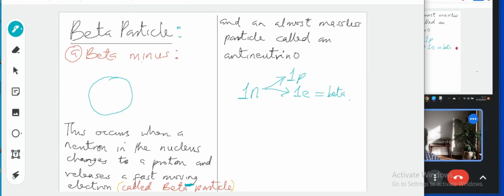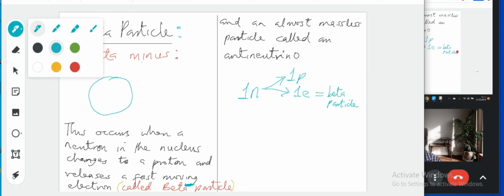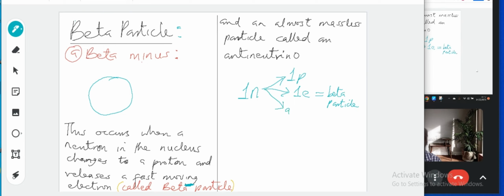Beta particle. Are you still there? Yeah. And then something else comes out, which we call antineutrino.